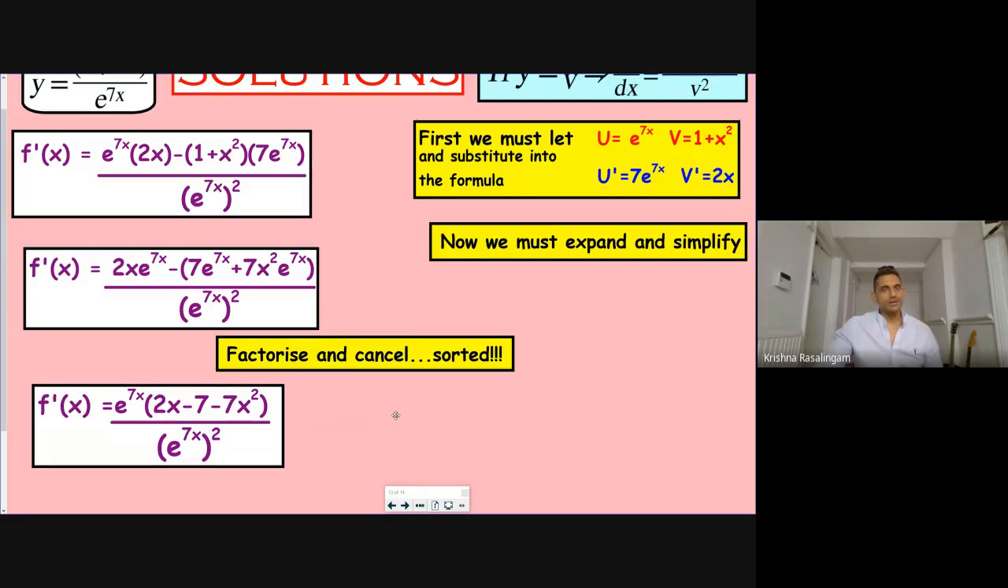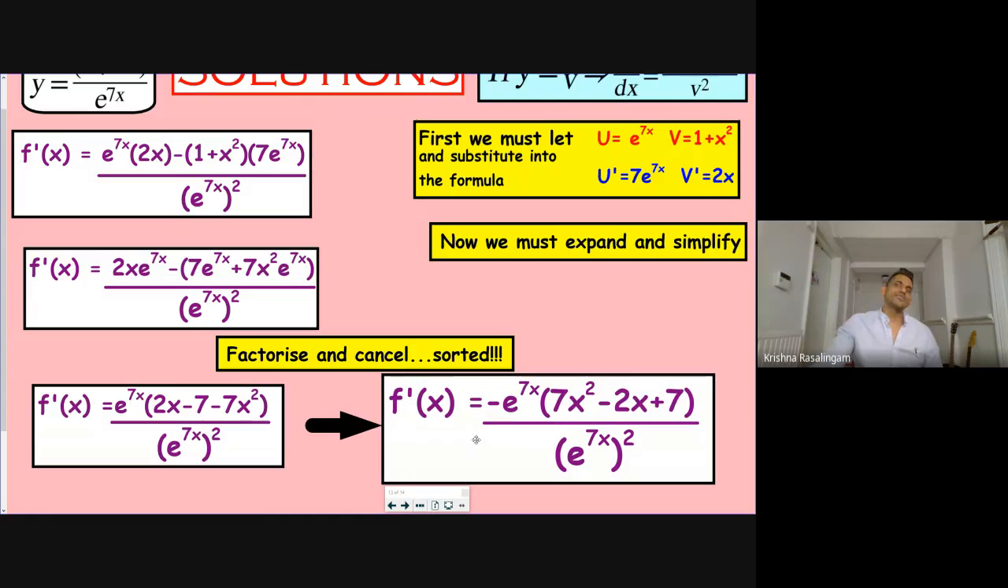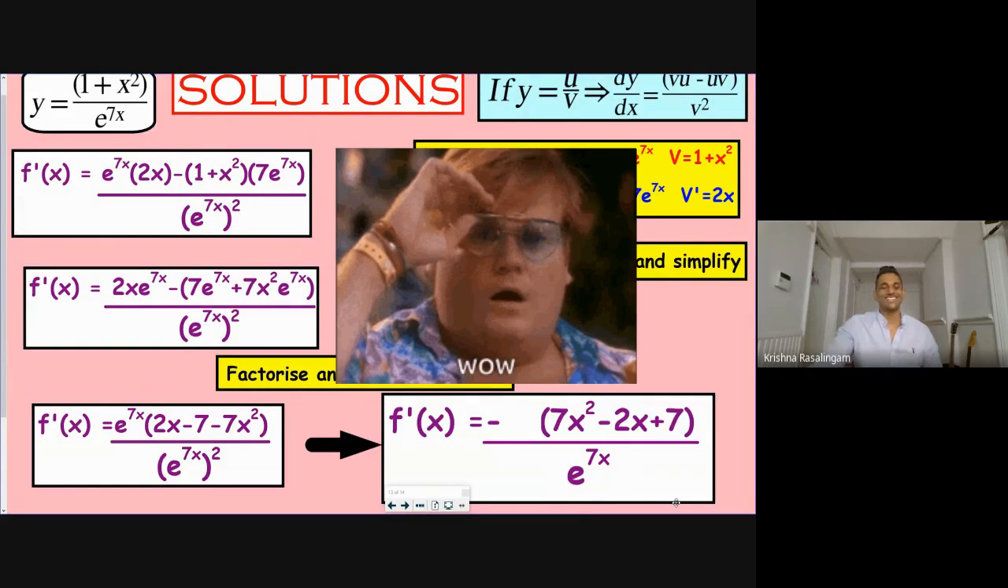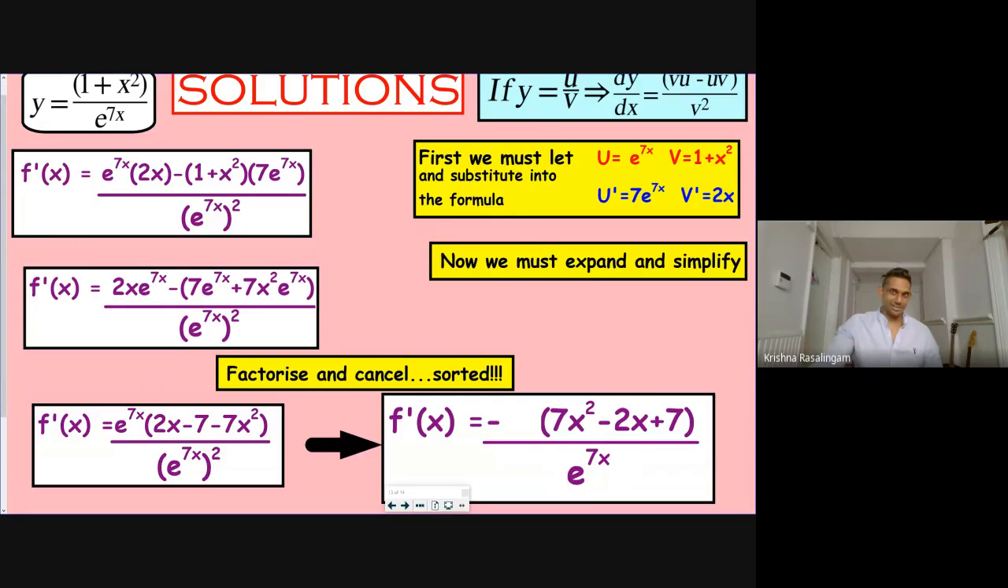But what will cancel down? Exactly. Once I factorise there, the e to the 7x will cancel. So let's watch this. Oh, yes. Love it. So we end up with negative 7x squared minus 2x plus 7 all over e to 7x.